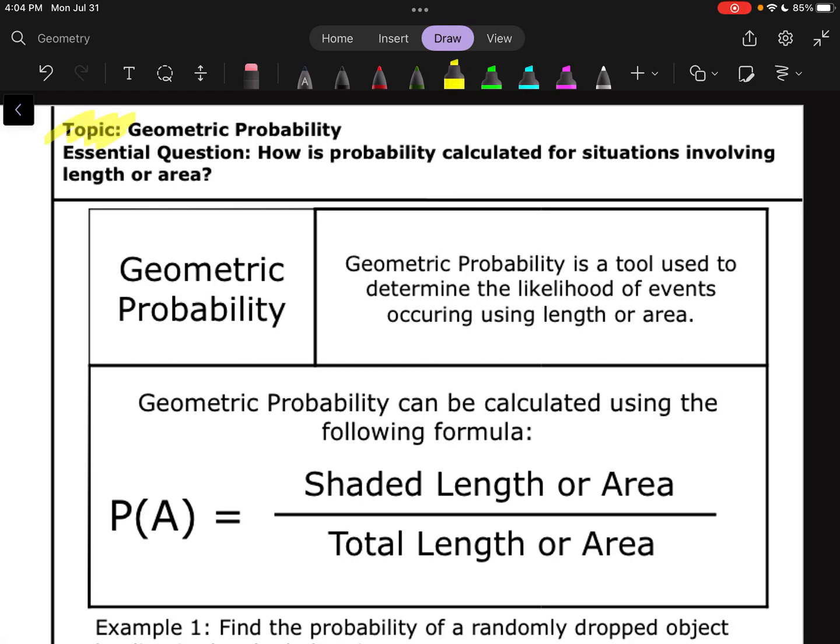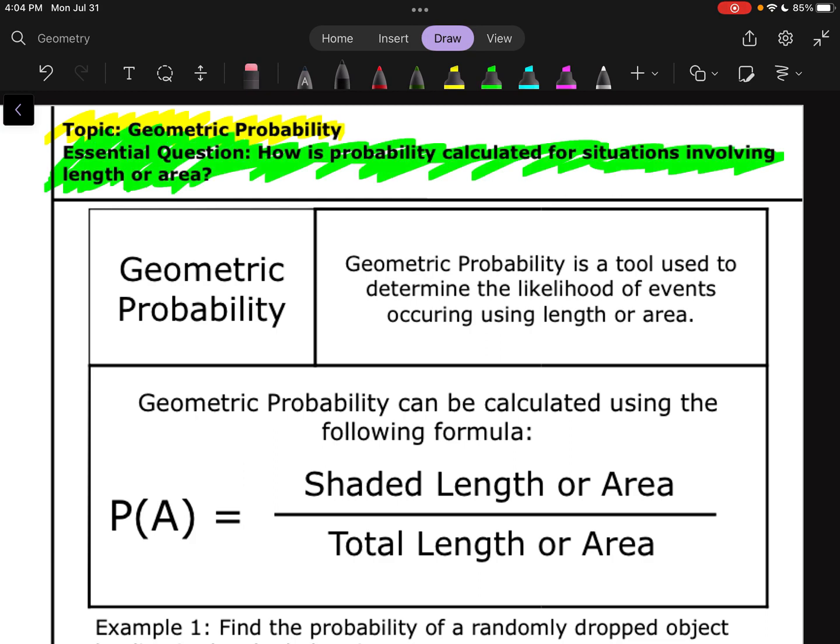Okay, so this video will be about geometric probability. Our essential question we'll be looking at here is how is probability calculated for situations involving length or area? So what is geometric probability? Geometric probability is a tool used to determine the likelihood of events occurring using length or area.